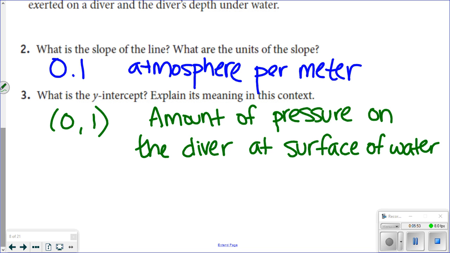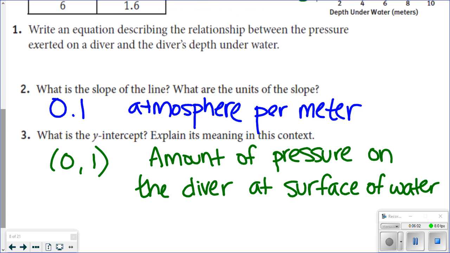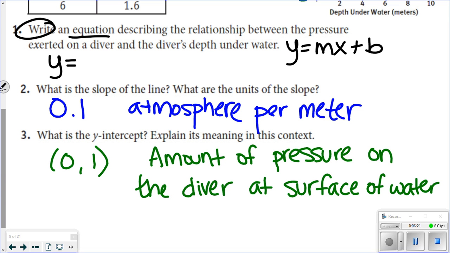Because we always need our m and our b, our slope and our y-intercept. So question 1 says write an equation. The equation is always going to be y equals mx plus b for right now, to describe the relationship between the pressure exerted on a diver and the diver's depth under the water. So y equals m, which is our slope, and that's question 2, x plus b, which is my y-intercept, and that's question 3, and it was 1. So we're going to write plus 1.